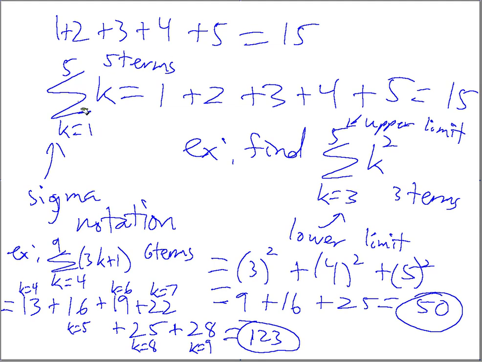So the number of terms here is 5 minus 1 plus 1, so 5 terms. 5 minus 3 is 2, plus 1, so 3 terms, or 3 numbers to add up. 9 minus 4 is 5, plus 1, so 6 terms to add up. Alright? So let's try another one so you can figure out the number of terms here.